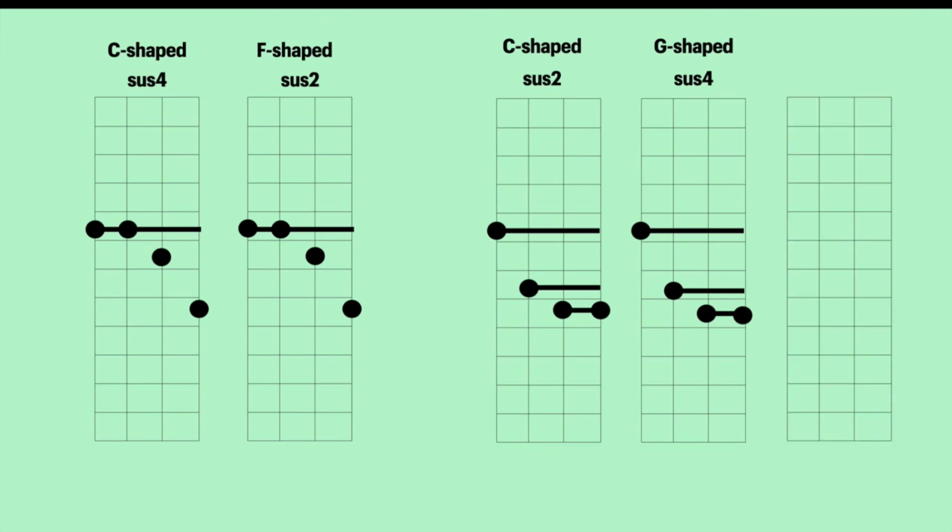And these are just like an A-shaped bar chord, a few frets up, which we made into a sus2 by only playing the top 3 strings and flattening the third by 2 frets. And they're all interrelated.